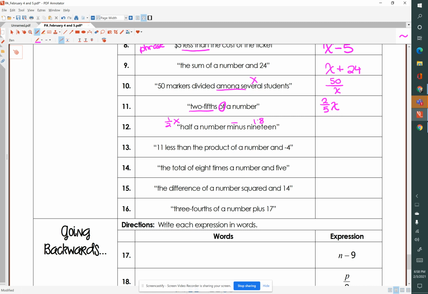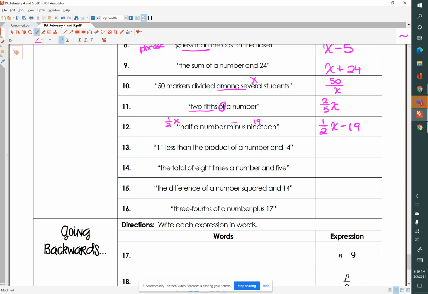Or I'm sorry, 19. I read that 18. Straighten that out. 19. So 1/2 x minus 19. Number 13. 11 less than the product of a number and -4.